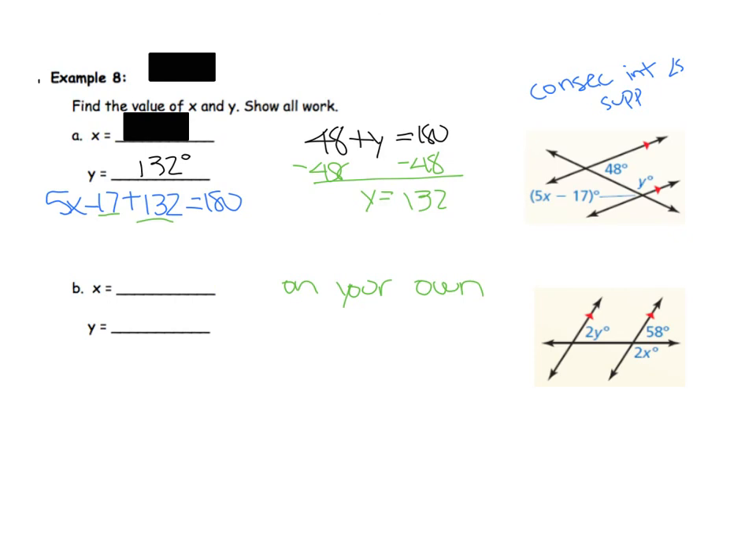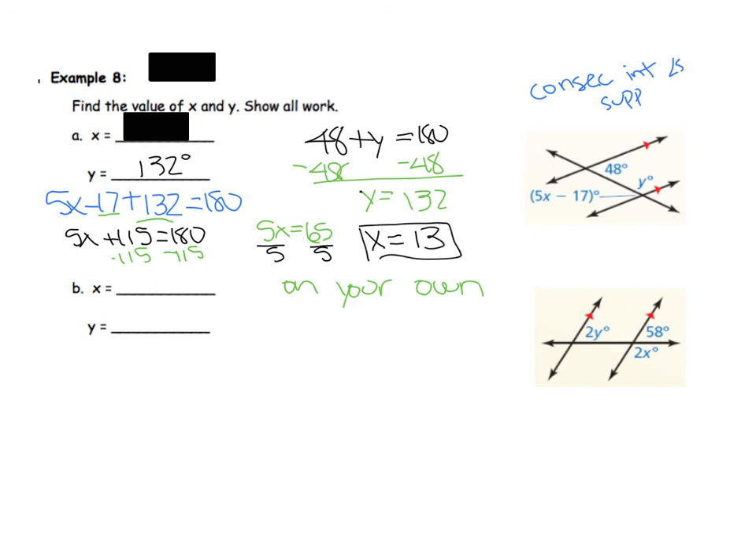Combine like terms. If we combine negative 17 plus 132, bring down 5x, we get positive 115 equals 180. We're going to subtract 115 from both sides because we're solving for x. And we get 5x equals 180 minus 115, which is 65. And our last step is to divide that by 5 to get x. And we get that x equals 13. So x is 13. Y was 132.